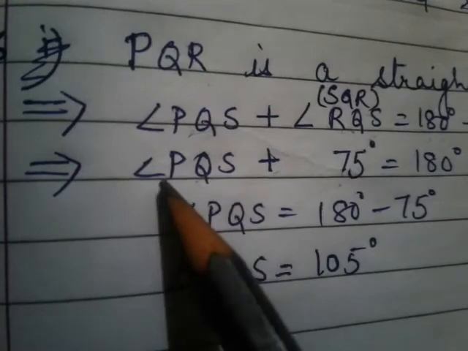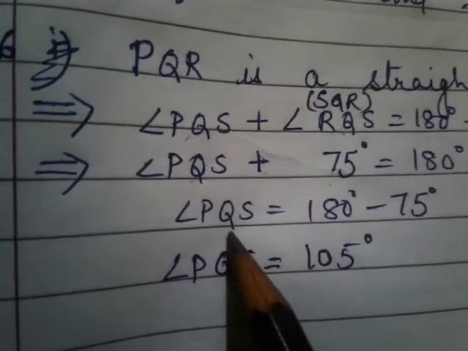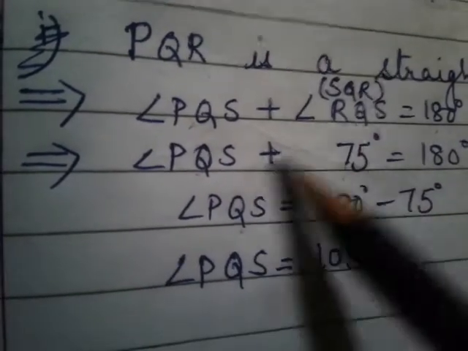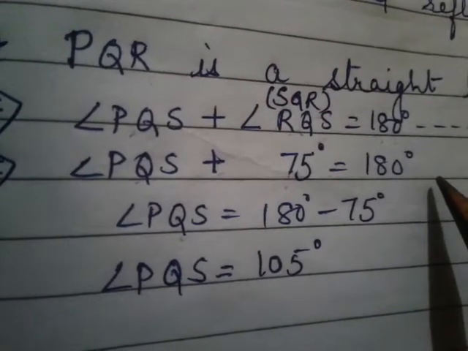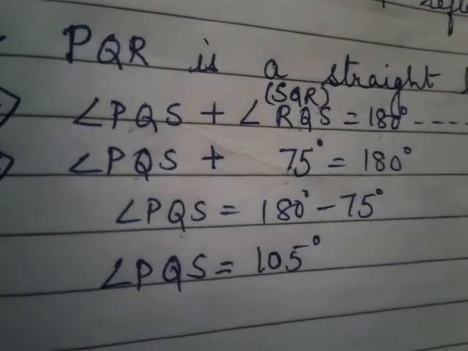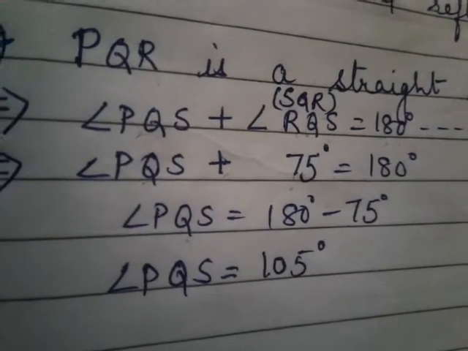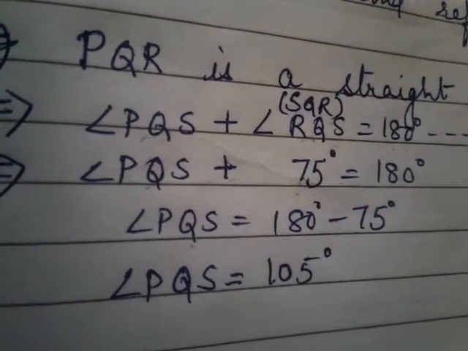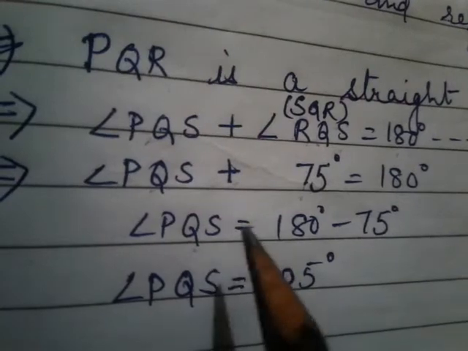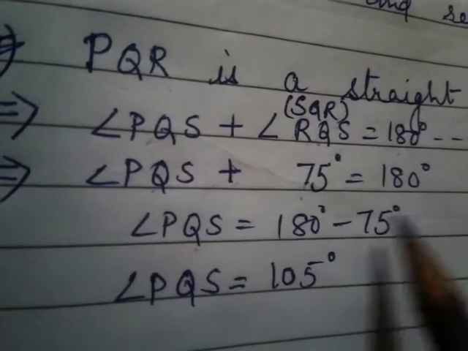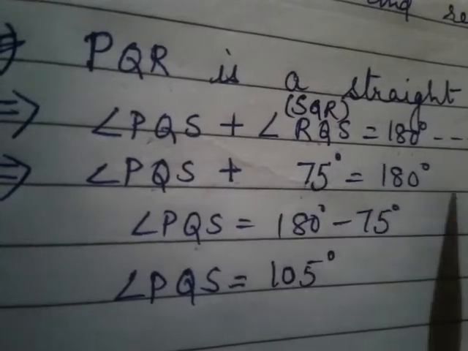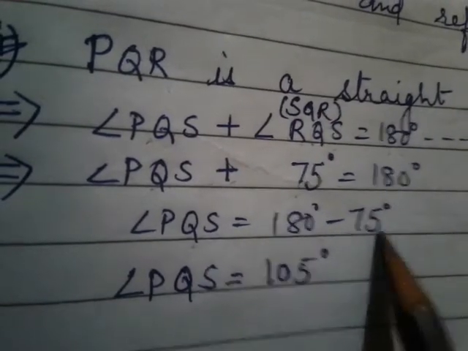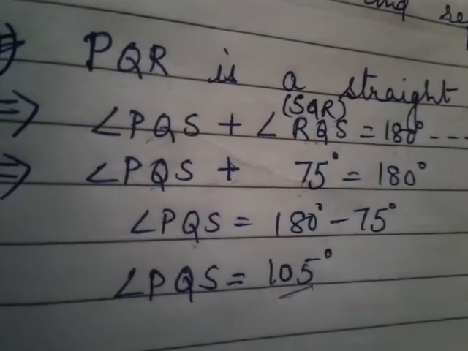Now let PQS stay on the left side and transfer plus 75 degrees to the RHS. It will become minus 75 degrees. We have done this in ratio and proportion, when we used to find the value of x. Yes, transposing. So angle PQS is equal to 180 minus 75 degrees. We transposed this plus 75 degrees to the RHS, so it became minus 75 degrees. So PQS is equal to 105 degrees.